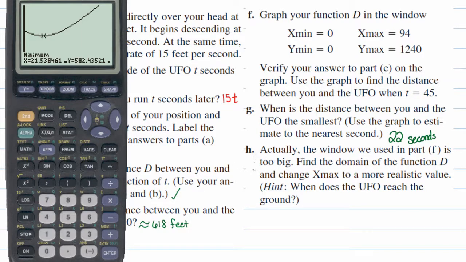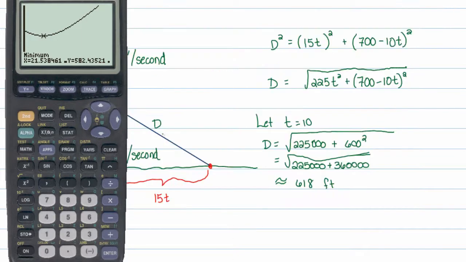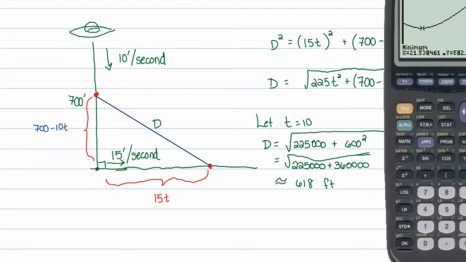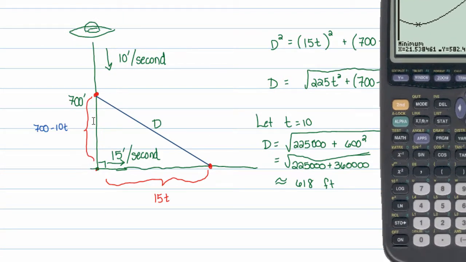And then part H, it says actually the window that we used right here, what you see, is too big. Find the domain of the function d and change x max to a more realistic value. Well, it's kind of the hint is what this is all about. The fact is that this is assuming that the UFO keeps going down and down and down, even below the ground. But the fact is the UFO doesn't go below ground, right? The UFO will eventually, let me move this over, the UFO will eventually hit the ground. So it's probably good to ask how long does it take for the UFO to hit the ground?